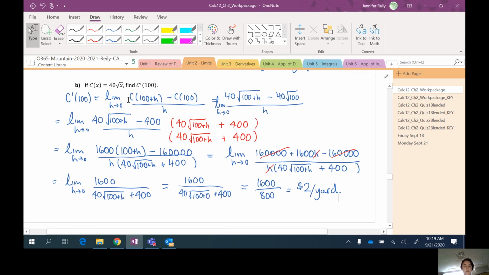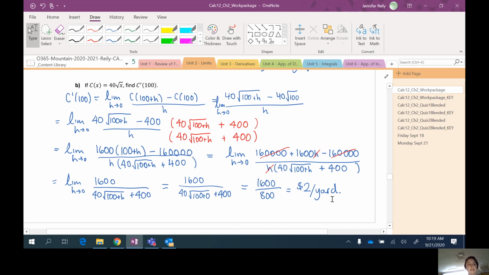So we used our formula for the slope of the tangent line at 100. We plugged that in. We noticed there were square roots, and so we used the multiply by the conjugate strategy. We simplified. We canceled out some h terms, and we got down to the answer, which was 2.